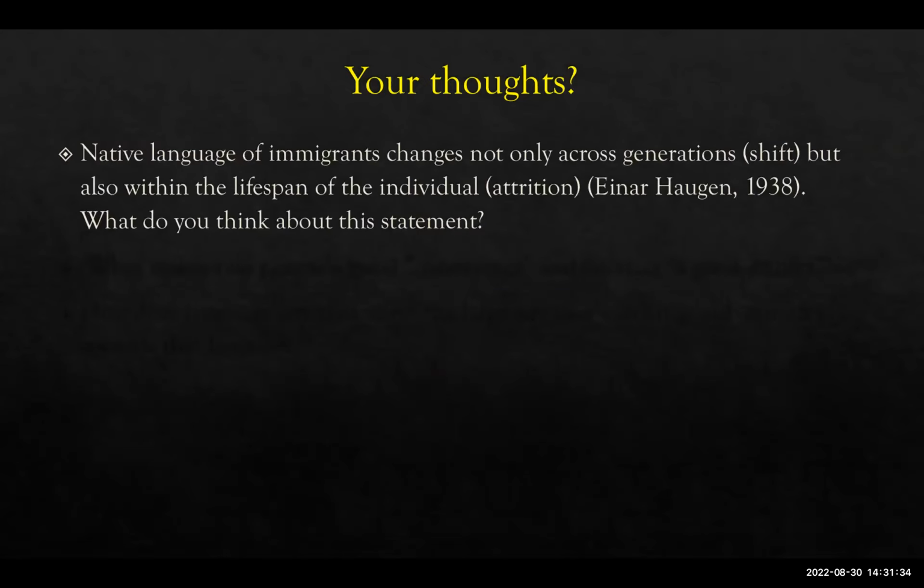Native language of immigrants changes not only across generations, like a shift in language use, but also within the life span of the individual. What do you think about this statement? And as teachers, when you teach heritage speakers, do you think they have an advantage in maintaining and keeping their heritage, not just culture, but also language level as well?